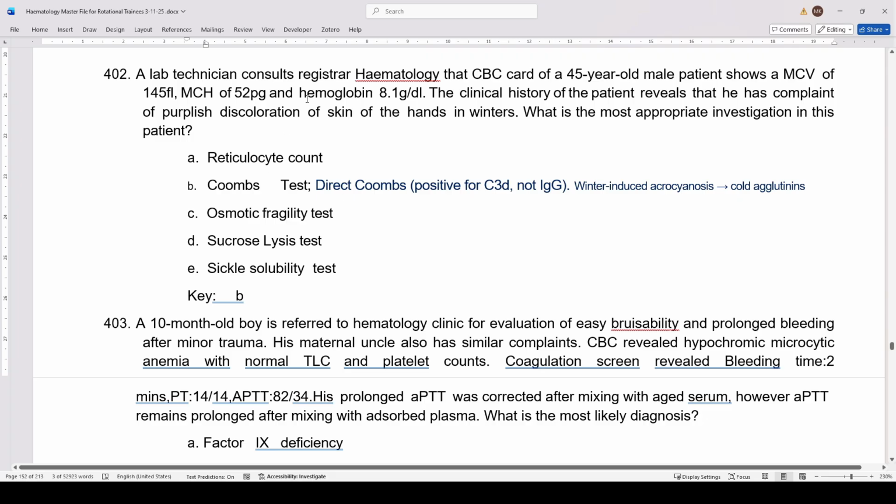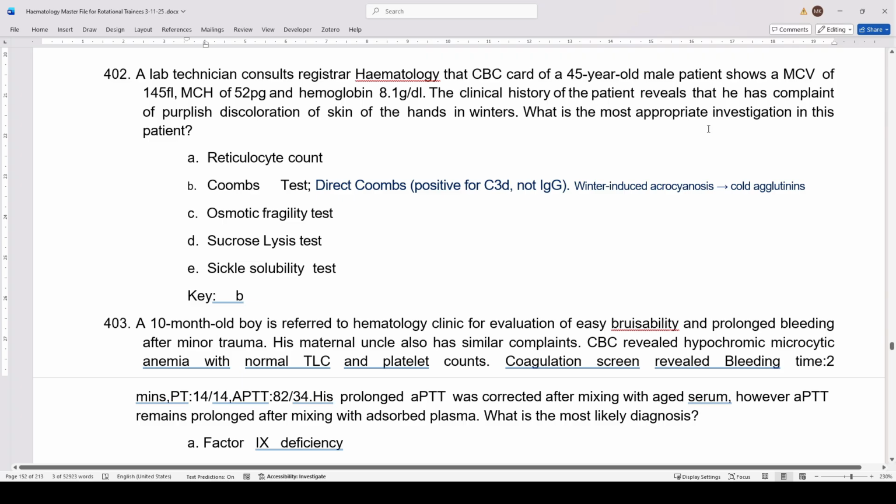So in this patient, you can see the hemoglobin is low and the MCV is quite prolonged. MCH is 52. So this is not the normal count. It occurs whenever there is agglutination. We can see on the peripheral blood smear there is agglutination. So we will see that MCV and MCH are falsely increased, and hemoglobin is less. It is 8.1. And this occurs in winter, so it is associated with cold agglutinin disease.